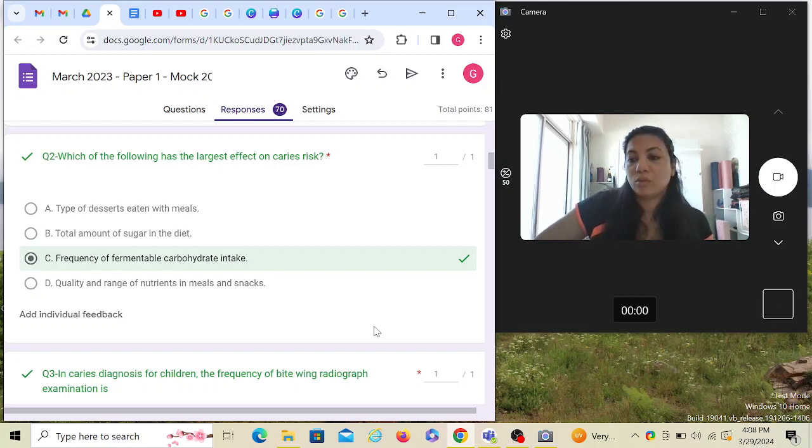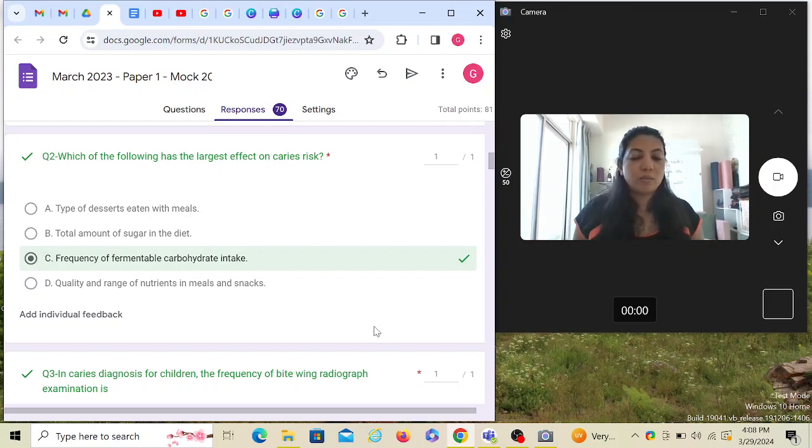Okay. Type of desserts eaten when meals. Total amount of sugar in the diet. Correct. Frequency of fermentable carbohydrate intake. More appropriate. Quality and range of nutrients in meals and snacks. Now, out of all the four options, all of them are correct. But like we have studied in the textbooks, it's the frequency of the fermentable carbohydrate intake that is the biggest culprit compared to the rest of them. If this option was not available, I could have chosen something else. But since this option is available, I would like to go with it.